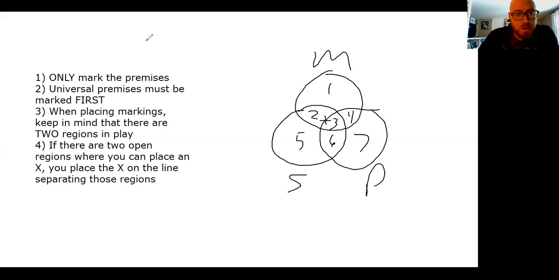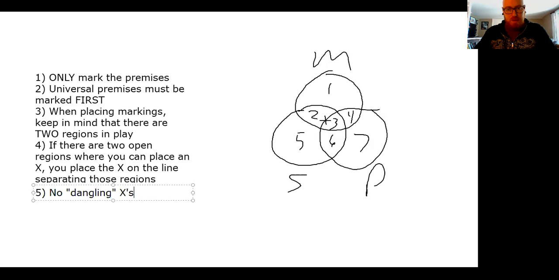Okay. Now let's go back here for a moment. Whoops. All right. I screwed this up, so I've got to move this right there. Okay. Rule number 5 is no dangling X's. So you're not going to place the X on the intersection of two lines, and you're not going to place an X in a way so that it's dangling outside of a diagram. Okay, so you're never going to place an X here, right? So there's at least one X, but I don't know if it's an M or a not M.